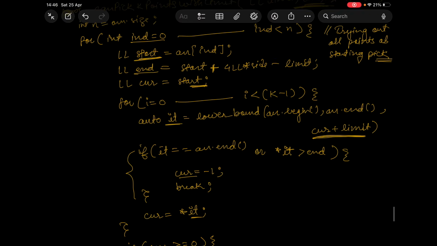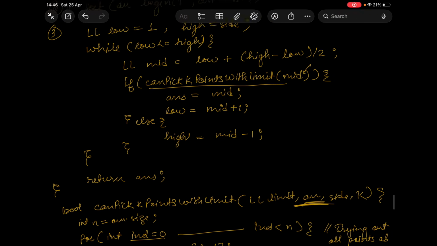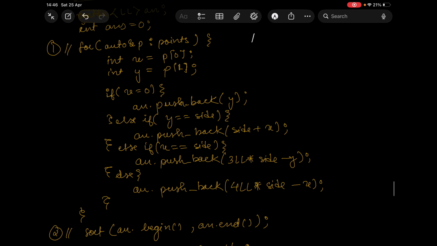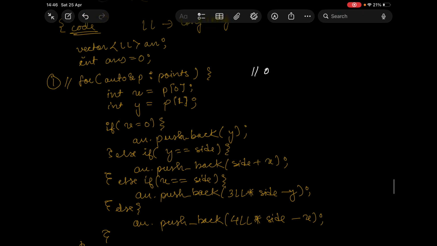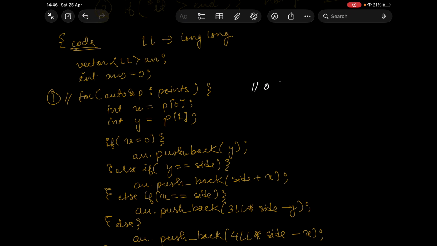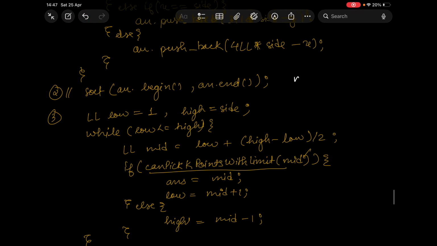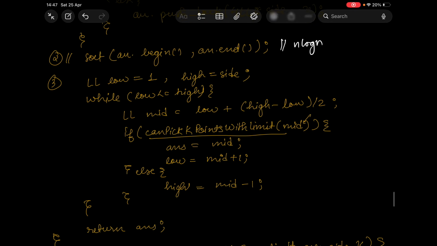I hope you understand. Now let's discuss the time complexity for this approach. First, we are running one loop over the points. If there are n points, this is O of 1 for calculating these points. Then we are sorting, so it is n log n. And then we are doing binary search over here, on the side, which is max of side, so it is log of side.